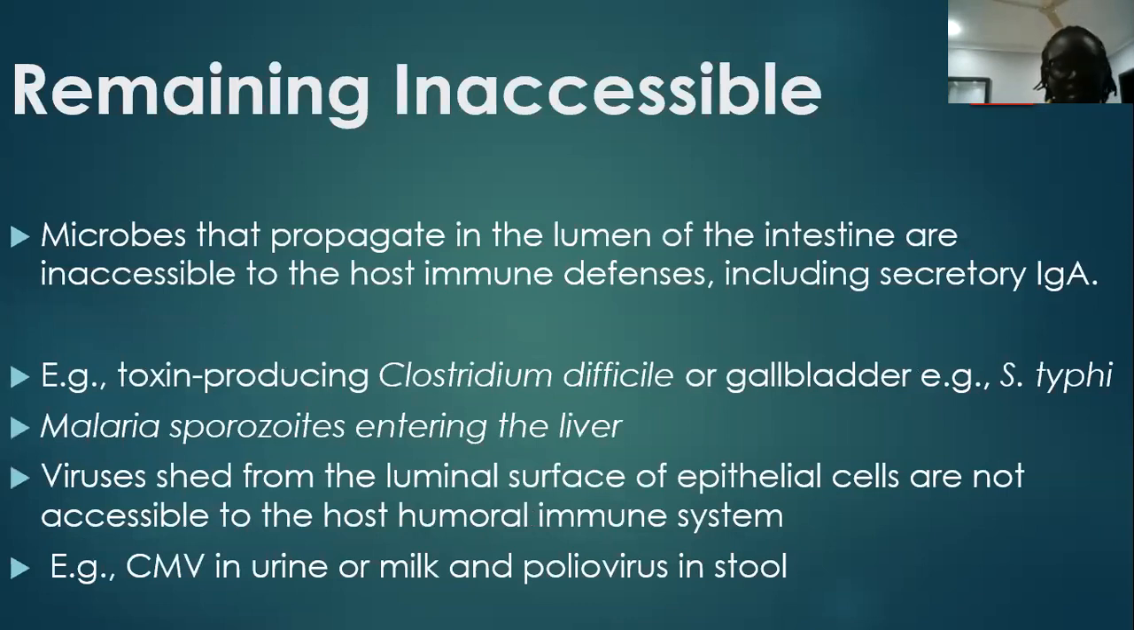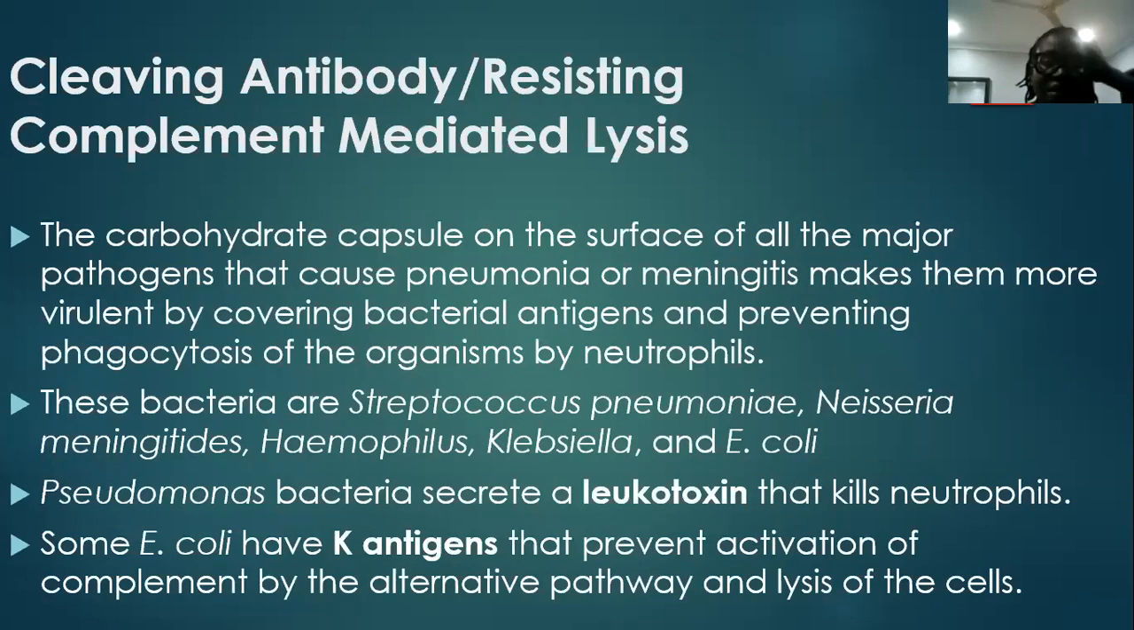So remaining inaccessible: microorganisms will hide in a place where the immune system cannot affect them. For example, malaria parasites entering the liver. They hide there and the immune system is not able to attack the liver. So that is one way by which microorganisms would evade the immune system, or they will trick the immune system. Then the other thing is by resisting killing by the immune system, or they would cleave the antibodies. An example is E. coli, which produces K antigens, which will prevent the activation of complements.